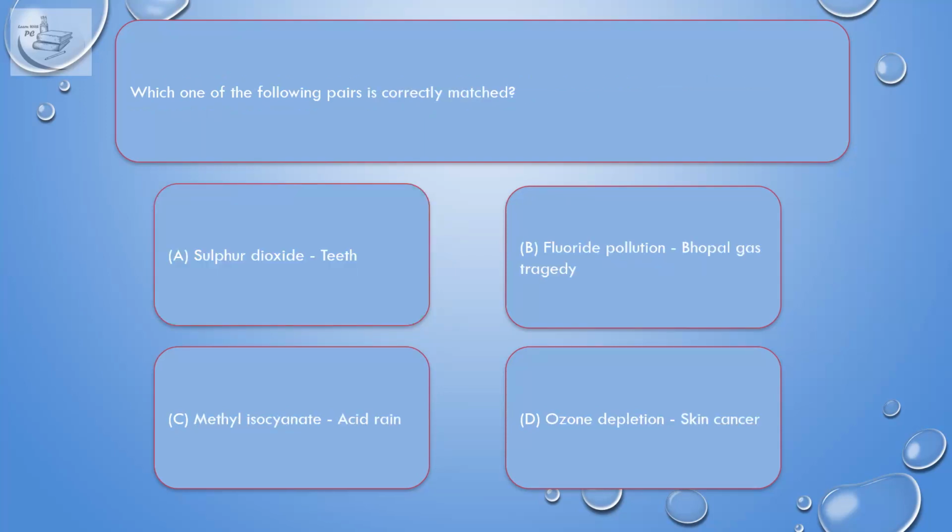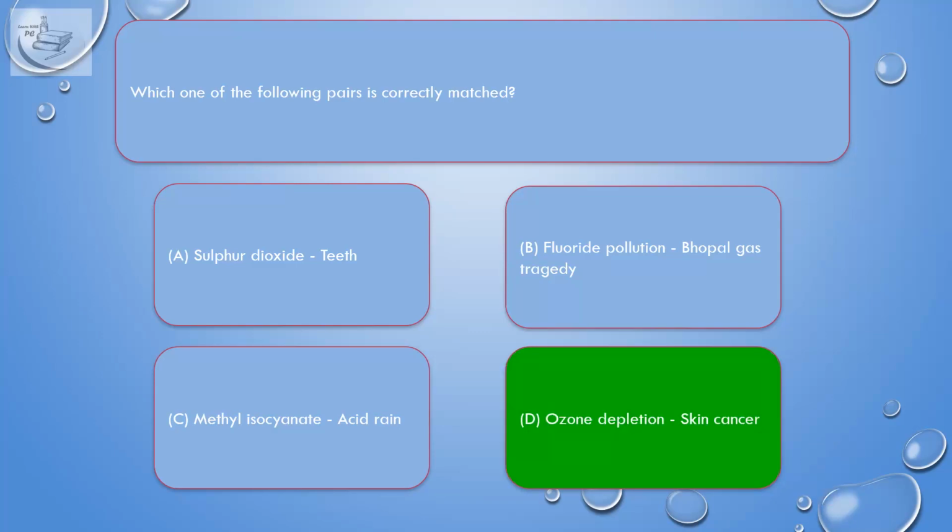Question: which one of the following pairs is correctly matched? A. sulfur dioxide, TEET, B. fluoride pollution, Bhopal gas tragedy, C. methyl isocyanate, acid rain, D. ozone depletion, skin cancer. Correct answer is D. ozone depletion, skin cancer.